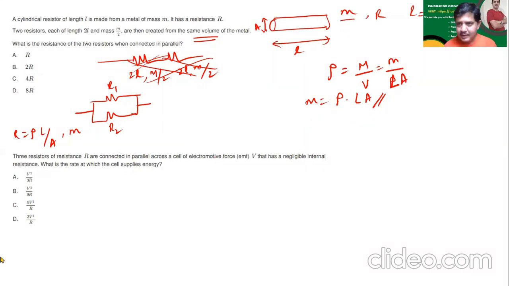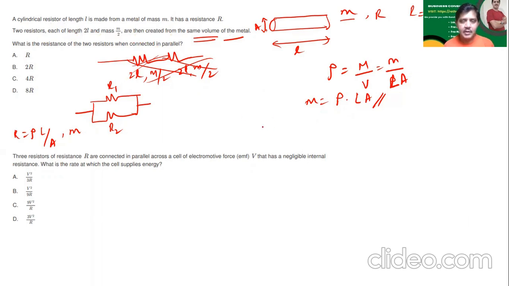Okay, let me re-begin. I missed a point somewhere. Okay, fine now. Now, according to the problem, the mass m is equal to density multiplied by length multiplied by area. This has been known to us. Now what does it say? It says that two resistors, each of length 2L, mass m/2 are created from the same volume of the metal.